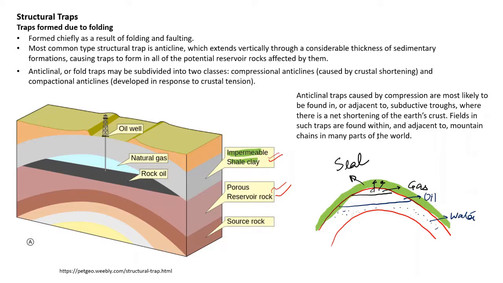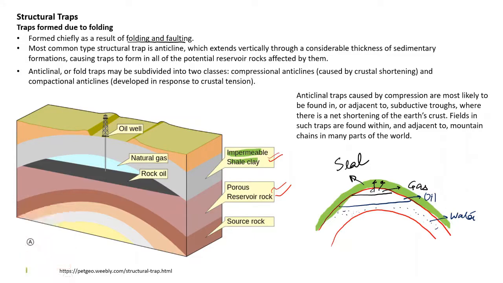rock. So what are the properties of seal rock? It has to be a fine grained impermeable layer. The best examples of seal rocks are shales, clay or gypsum. All these seal the trap so that the gas and oil may not migrate further from the trapped area. The traps which are formed due to folding, the structural traps, are formed as a result of folding and faulting. The most common type, as I have told you, is the anticlinal structure.